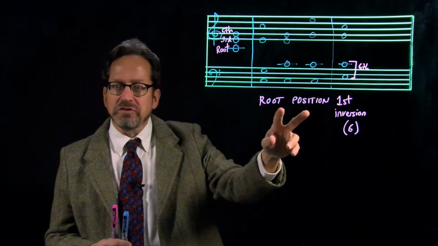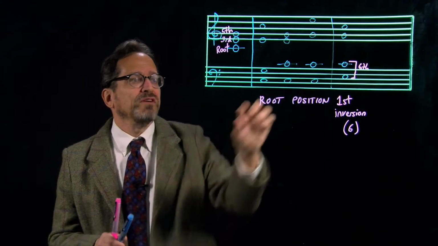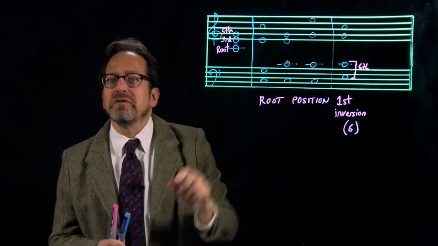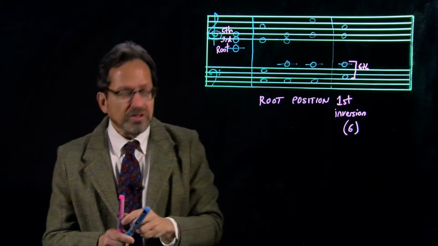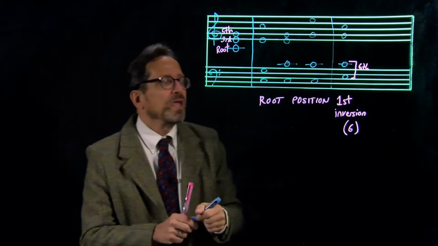In our root position chords, we have a fifth above the bass, we have a third above the bass, but we do not have a sixth. The sixth above the bass changes this to first inversion.